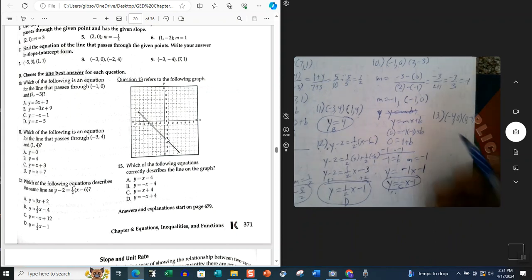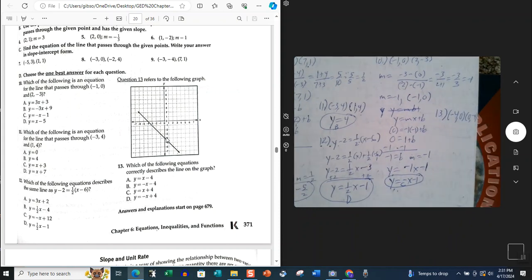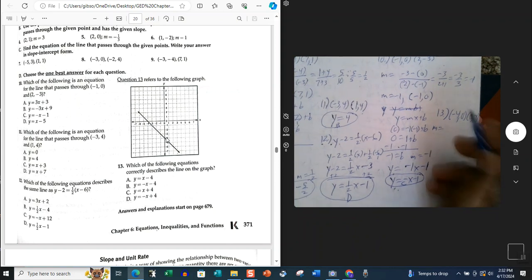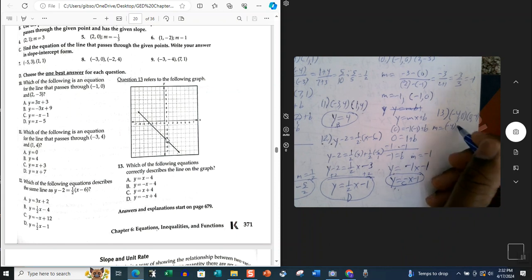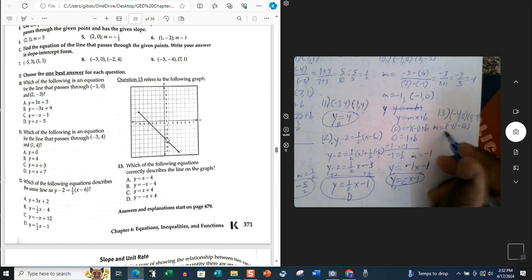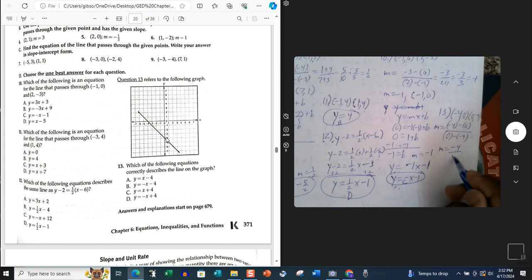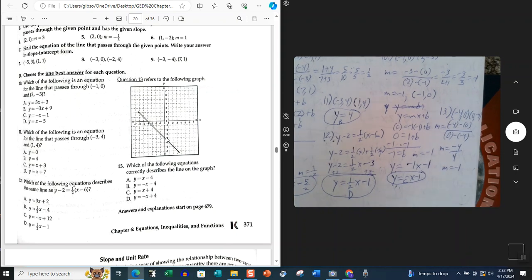Those are our 2 points. Okay, so now, if we want to find the slope, we will have y sub 2, which is negative 4, minus y sub 1, which is 0, all over x sub 2, which is 0, minus x sub 1, which is negative 4. So now we have our slope. Negative 4 minus 0 is negative 4. 0 minus a negative 4 would be 0 plus 4, which is 4. So our slope here would be negative 1.